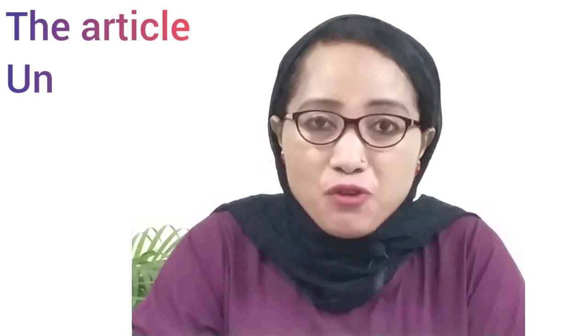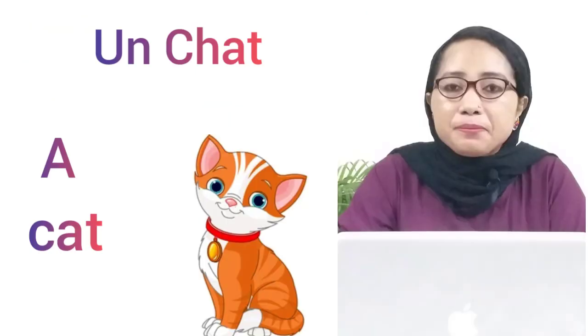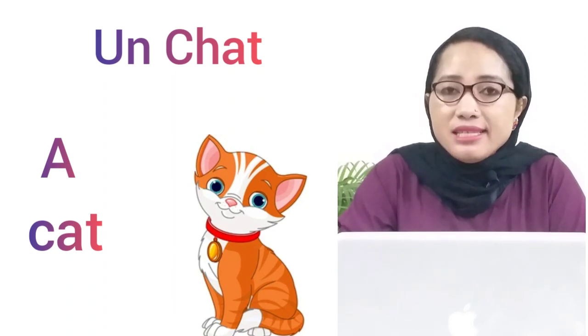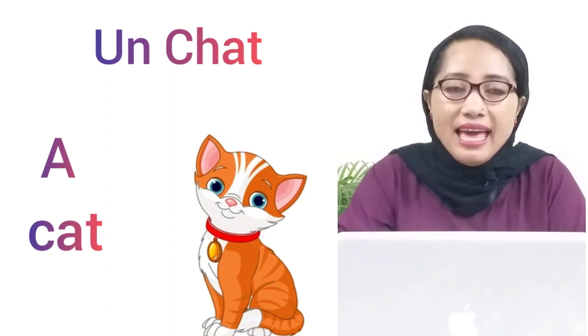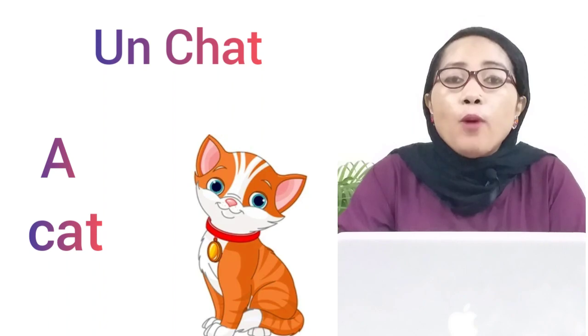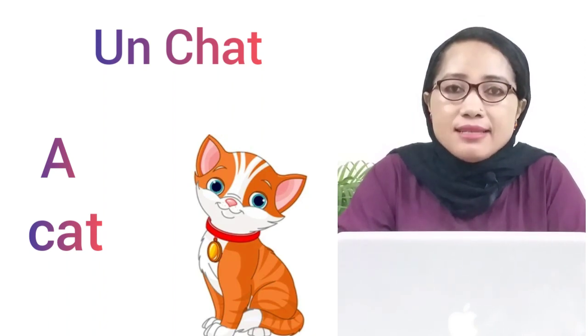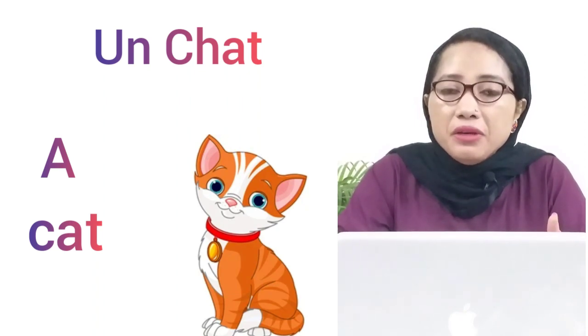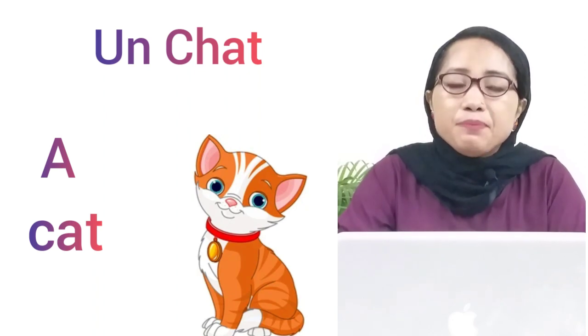Right? Okay, so let me show you how we are going to use these articles. For example, un. The article un, how you are going to use it. Un is used for masculine singular, as I told you. So I'm giving you a few examples here. Un chat, which means a cat. Why didn't I say le chat as in the definite article? Because here I'm talking about a non-specific cat, right?